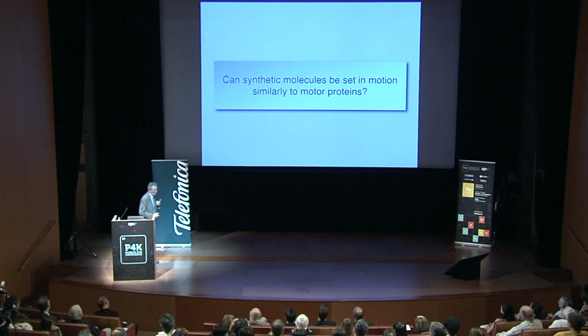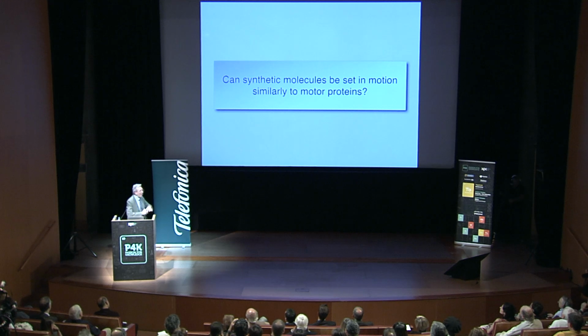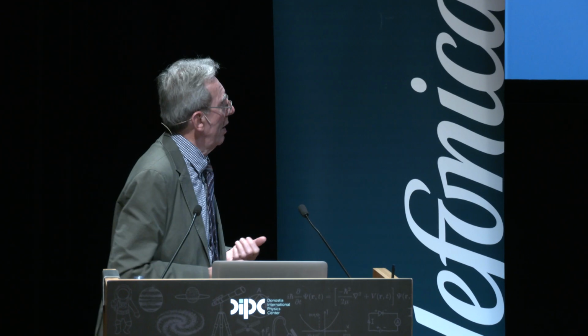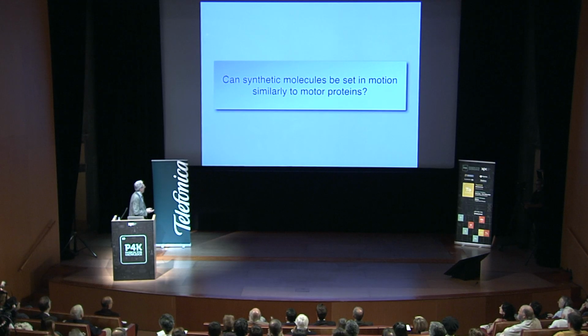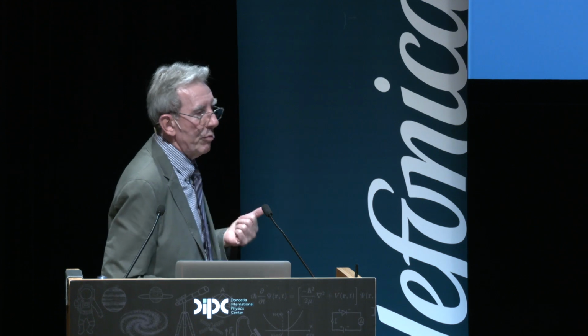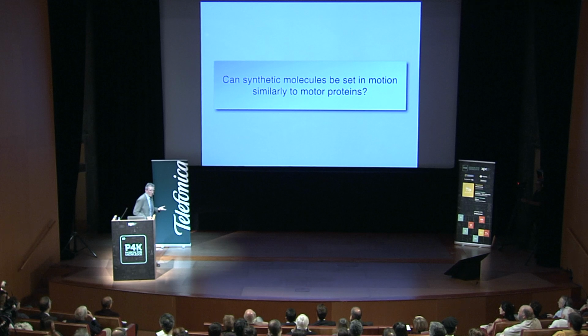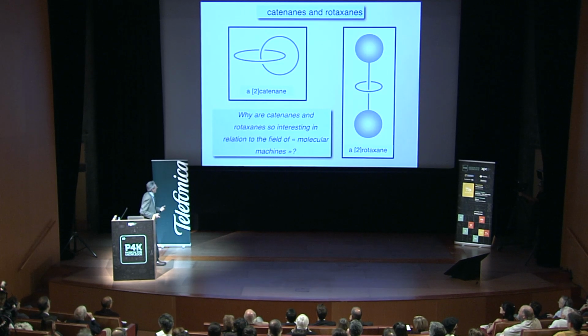So now the question is very simple. In biology, there are plenty of beautiful molecular machines. We chemists, synthetic chemists, are we able to make similar species, or at least species which can be set in motion in a very controlled fashion? So can we synthesize things which are reminiscent of motor proteins? And of course, the question has a very simple answer. Yes, to some extent, yes.